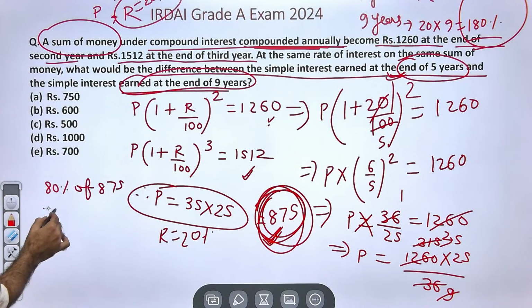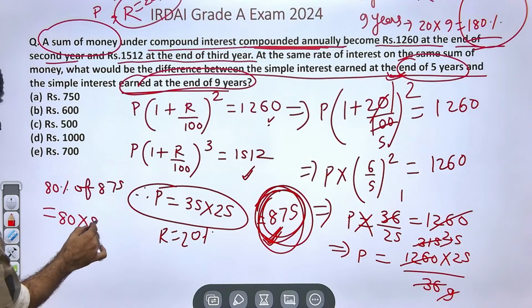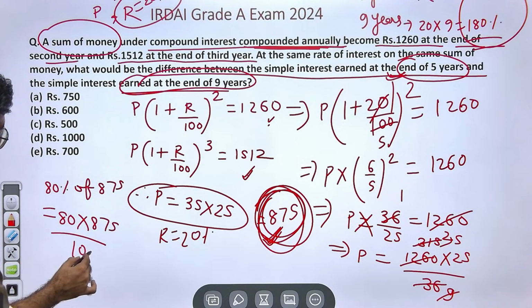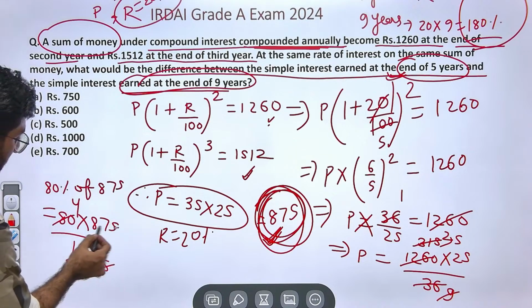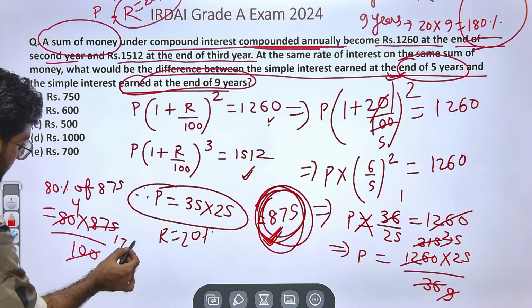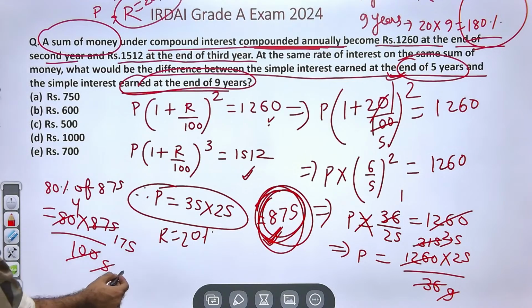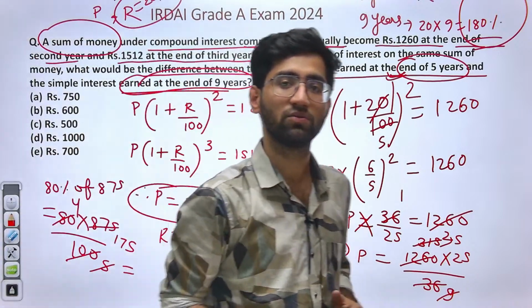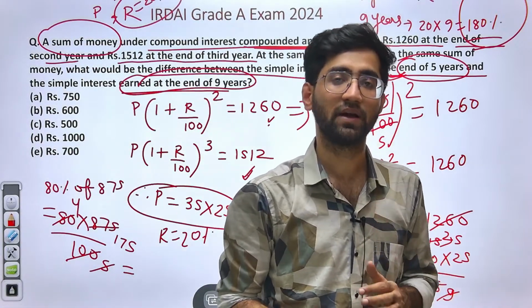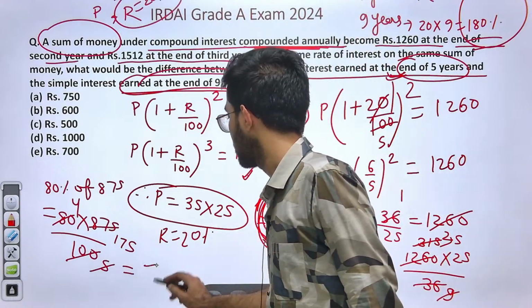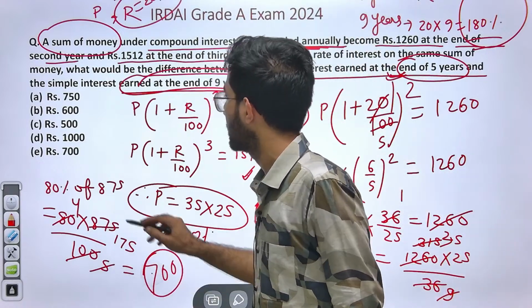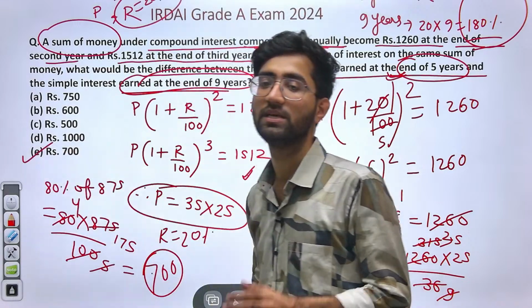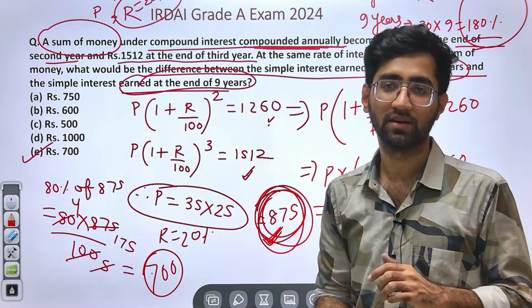So basically 80% is equal to 4 by 5. You can do that, or you can even solve in this way: 20 into 4 and 20 into 5. Then obviously 5 into 1, 7, then 5. So 175 into 4: 100 into 4 is 400, and 75 into 4 is 300. So 700 rupees. So 700 rupees is present in option E. So option E is the correct answer, right?